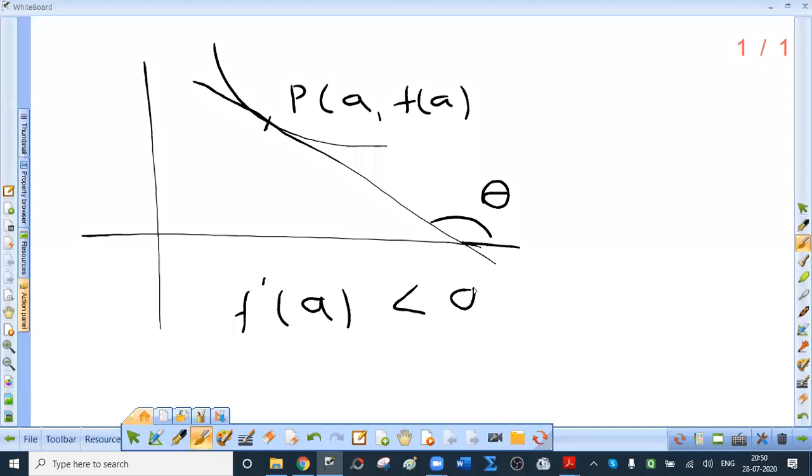So you have to just remember that for an increasing function, f dash of a is greater than 0, and for a decreasing function, f dash of a is less than 0. There is one more case, f dash of a equal to 0. So in that case, you will notice that the function is neither increasing nor decreasing, because if you draw tangent, it is parallel to x-axis.